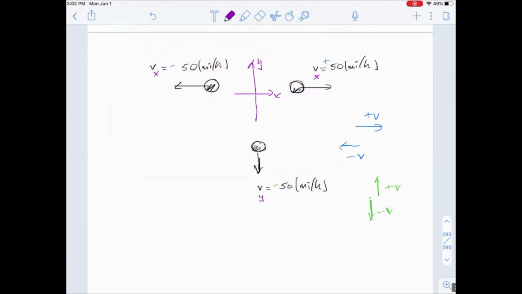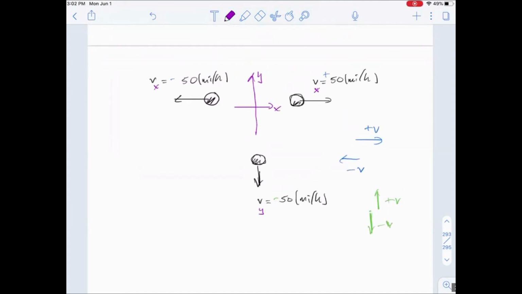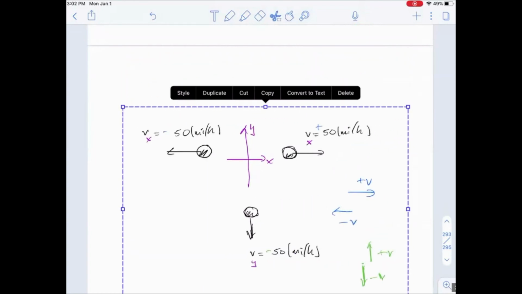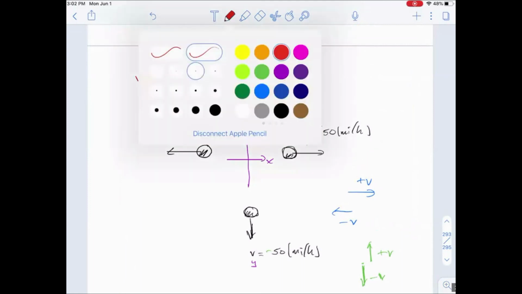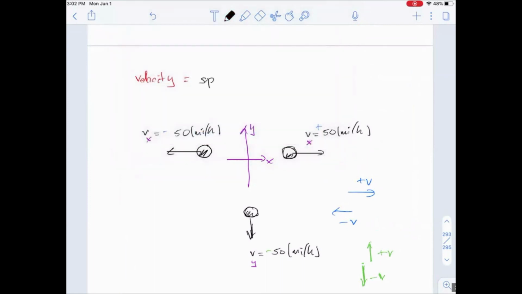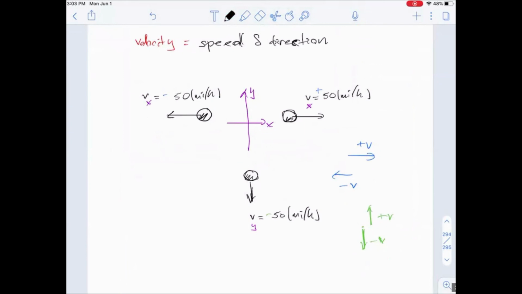So when we are dealing with velocity, direction matters. If we're dealing with velocity, the direction is going to matter. So what is velocity? Velocity is going to be a combination of speed and direction. Velocity is a combination of speed and the direction of that motion. So the direction is going to matter when it comes to velocity.